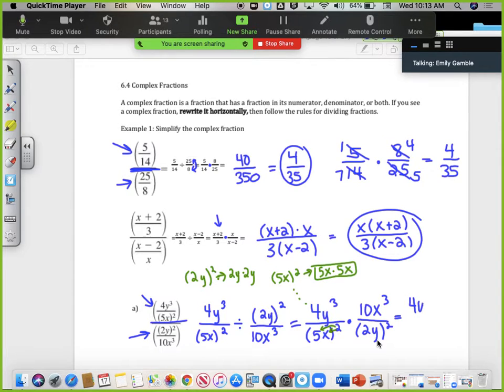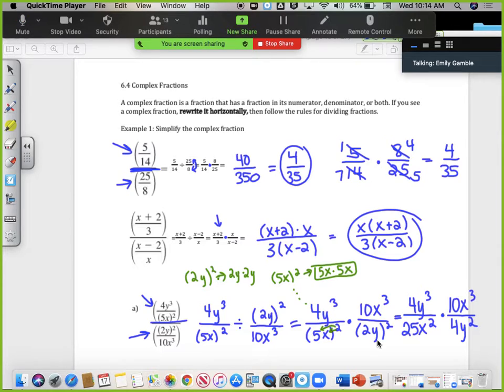as 4y to the third power over 25x squared times 10x to the third power over, same thing's going to happen here, 2y squared is 2 squared times y squared, which is 4y squared. It's important to do that first before you do any cancellations because you can't cancel anything out until all parentheses are gone.